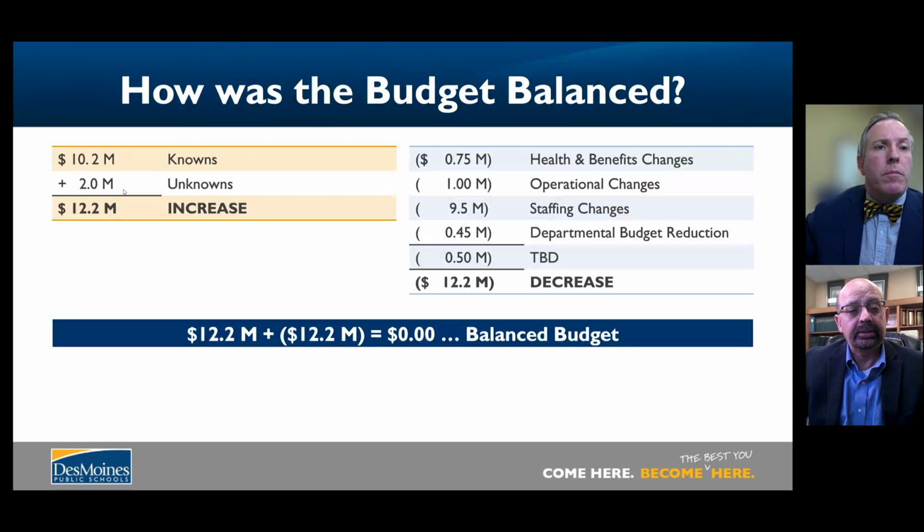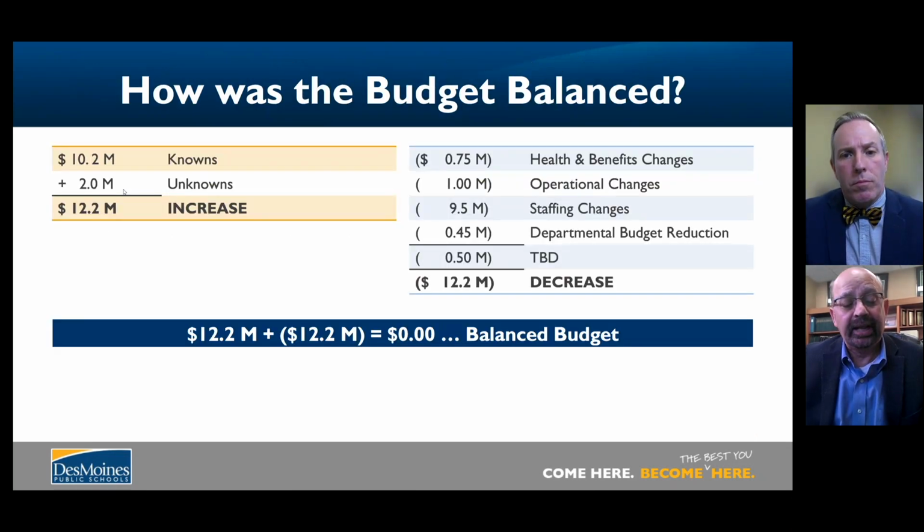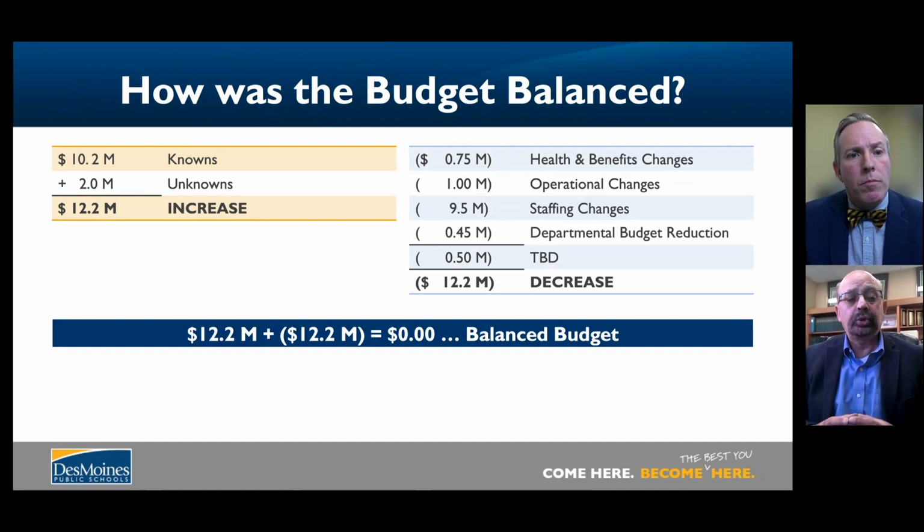So this slide shows that we started with a path of reducing $12.2 million, which shows on the left-hand side, and the right-hand side shows how we managed to achieve that $12.2 million. And I'll talk more about each of these reductions in the next few slides.